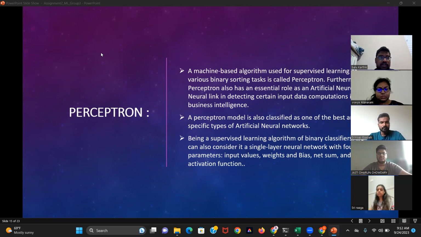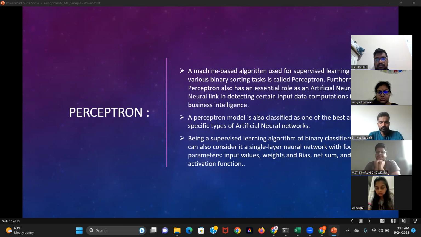Akhil, you can explain about this. Okay, yeah, I'm here to continue with the perceptron. A machine-based algorithm used for the supervised learning of various binary classification tasks is called a perceptron. Furthermore, the perceptron also has an essential role as an artificial neuron in detecting certain input data, computations, and business intelligence. A perceptron model is also classified as one of the best and most specific types of artificial neural networks. Being a supervised learning algorithm for binary classifiers, we can also consider it a single layer neural network with four main parameters: input values, weights and bias, net sum, and an activation function.